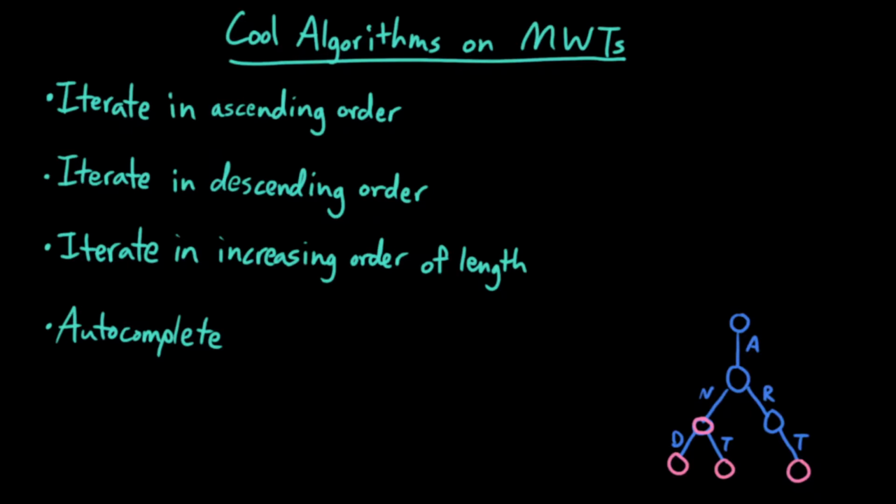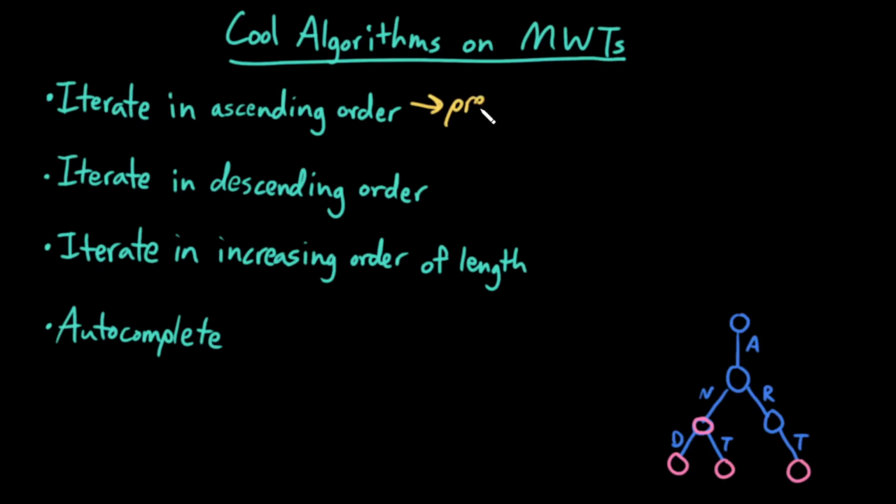We've talked about the simple algorithms on multi-way tries, the insert, find, and remove algorithms. So let's also talk about some cooler algorithms we can do on a given multi-way try. So first, I can iterate over the words in my multi-way try in ascending order very easily.